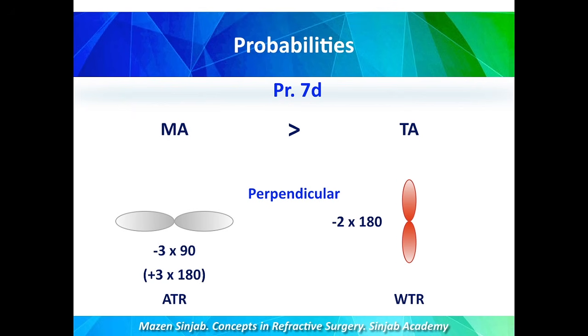7d, still the same, manifest is against the rule, topographic is with the rule, but the amount of manifest is larger than the topographic. Like in this example, the manifest is -3 at 90 or +3 at 180, and the topographic is -2 at 180.